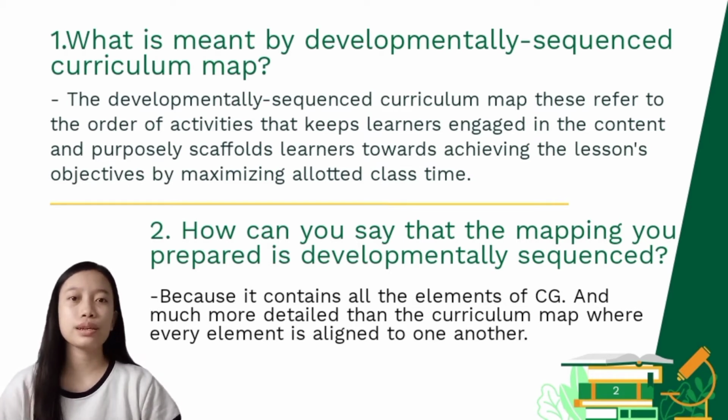Number 2. How can you say that the mapping you preferred is developmentally sequenced? Because it contains all the elements of the CG and much more detail than the curriculum map, where every element is aligned to one another.